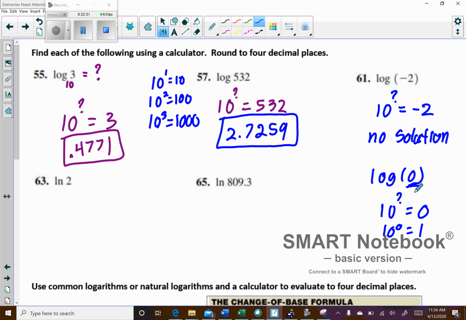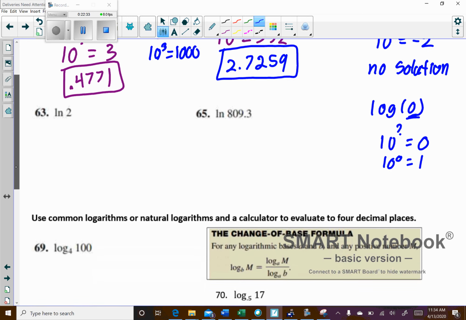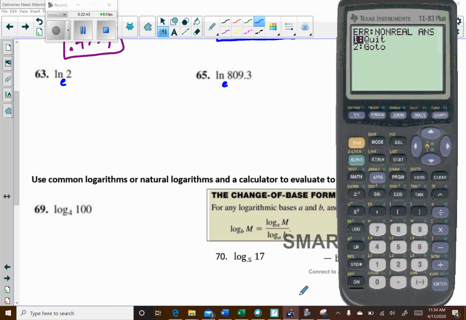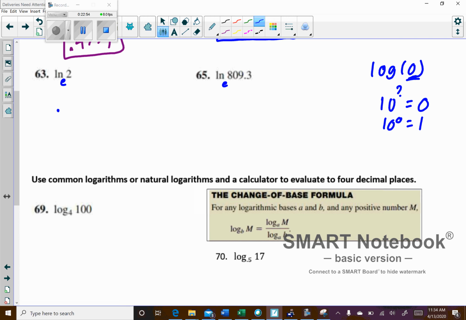Okay, so I got a couple more of these where we're just going to put them in the calculator. 63 and 65, really not much different than the previous ones. The only difference is your base is e, which is fine. And we're going to use the natural log key in our calculator. So natural log of 2, which will be 0.6931. There we go, that's our answer.